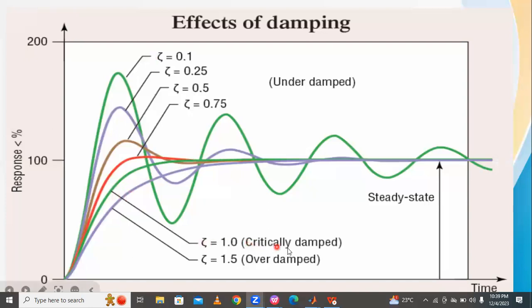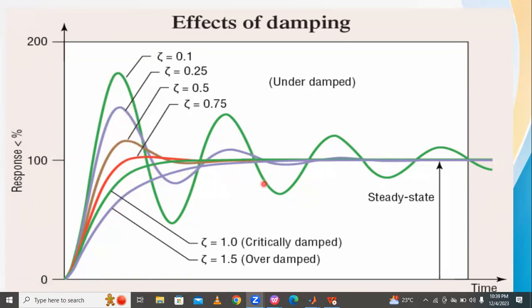For zeta is equal to 1, that is called a critical damped system. So we will get this type of response without any oscillations. And then zeta is equal to 1.5 is called an overdamped system. The overdamped system has a slower response, but without oscillations. Critically damped also has no oscillations, but a faster response compared to the overdamped system. The underdamped system has a faster response and more oscillations.